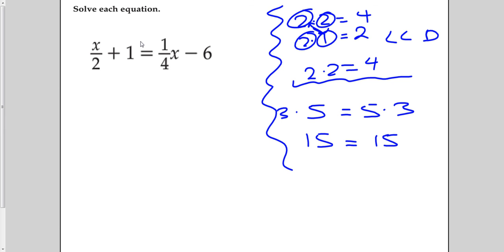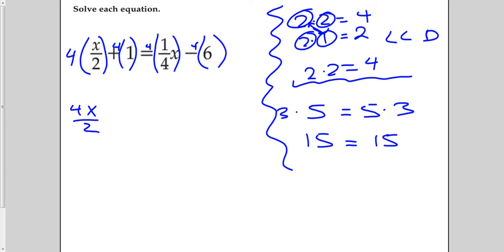So what I'm going to do, since my common denominator is 4, I'm going to multiply every single term by 4. Every single term I'm going to multiply by 4. So every one. And what that does is it makes sure that I multiply everything on both sides by 4. And because I'm multiplying by the least common denominator, that should cancel out all of my denominators. So what I'm going to end up with is 4x divided by 2.